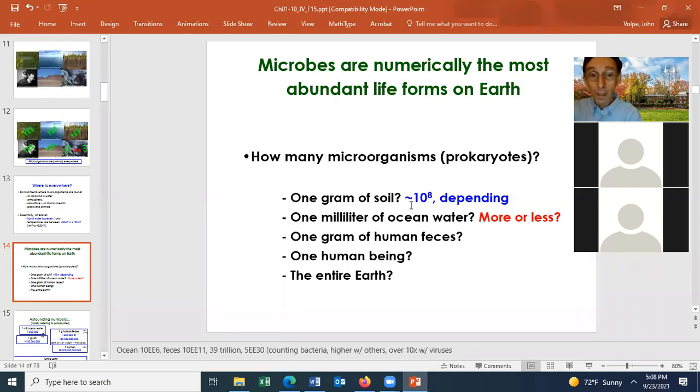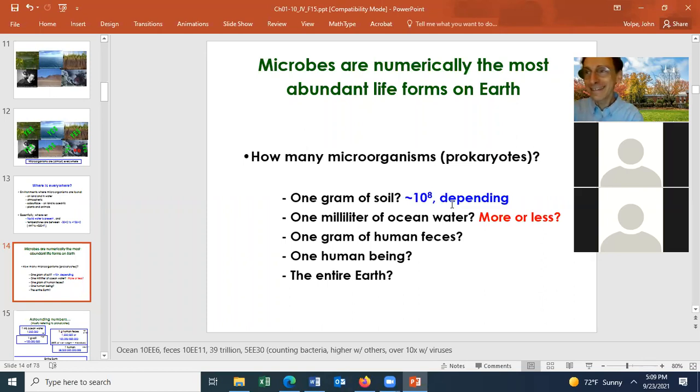All right. So in a milliliter of ocean water, and that's about 1 gram of ocean water, do you have more or less microbes than 10 to the 8th per milliliter? Anyone want to guess? Come on, it's not a hard guess. It's either yes or no. You got a 50-50 shot at the very worst. I'll guess more.